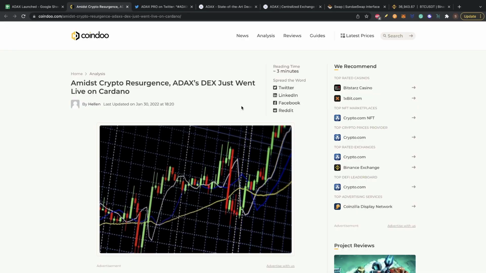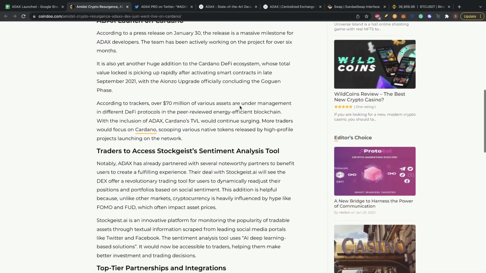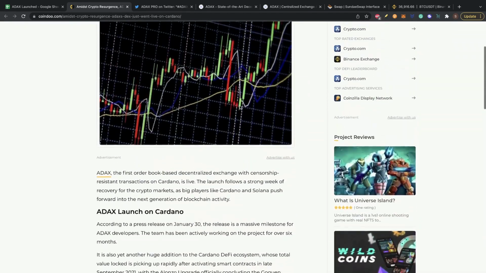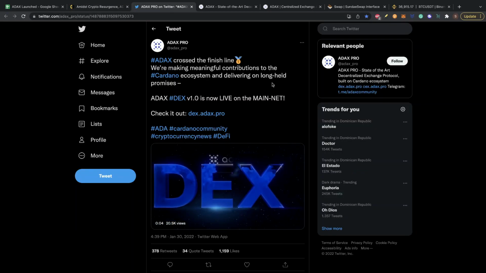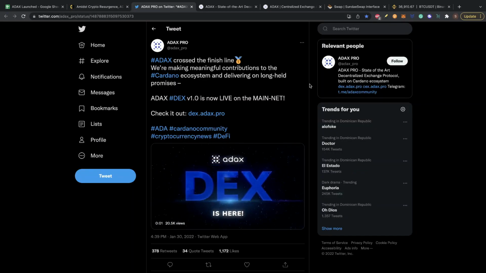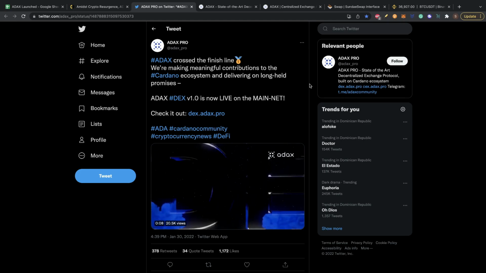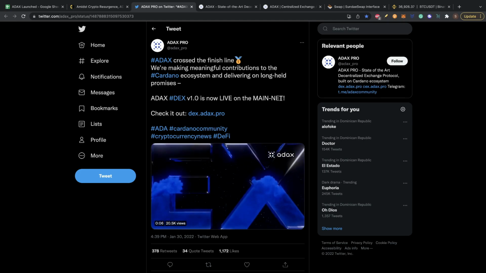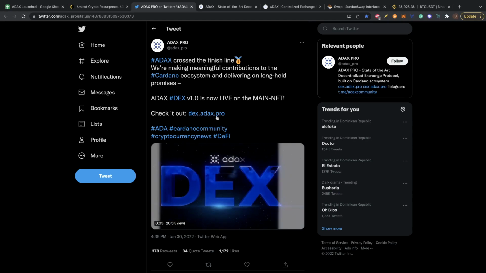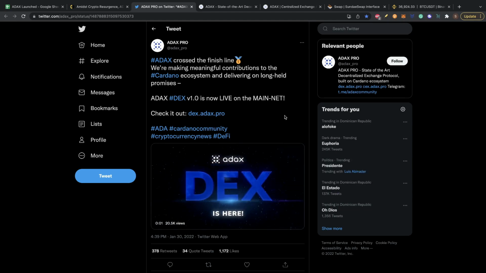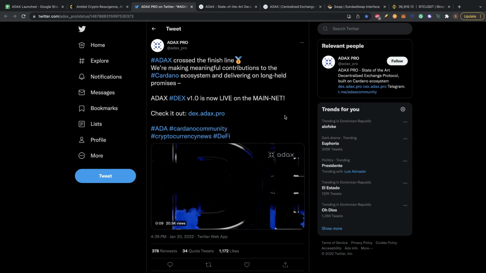Hey guys, well, ADAX finally launched the Decentralized Exchange for the Cardano Ecosystem. We have seen the failure of SundaeSwap, and I was expecting this launch also, though not with so much expectation. The launch already has a little marketing around it. We saw a couple of news items about the launch, and if you go to the Twitter of ADAX, you will see that they already announced the launch. If you go into DEX.ADAX.pro, you will be entering and see live the mainnet of the Decentralized Exchange.